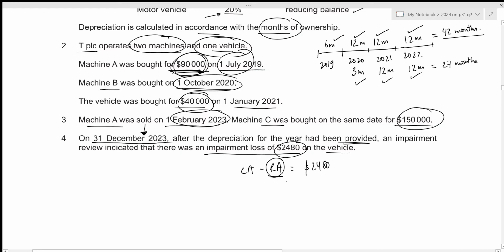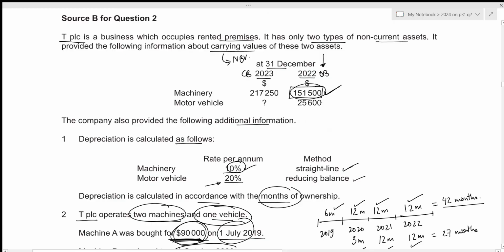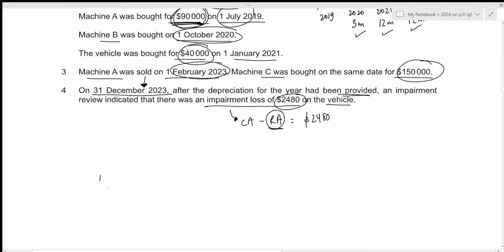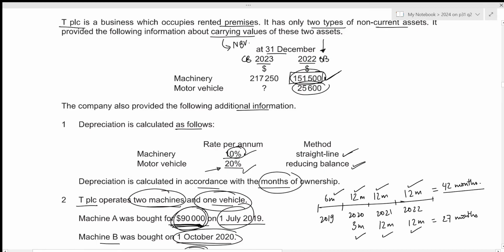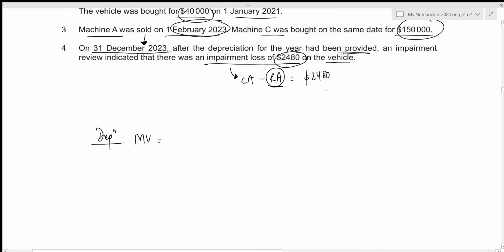And in order to calculate the recoverable amount, we first need to calculate the carrying amount at the date of 31st December 2023. In this case, we have been given the opening net book value of 25,600 and the rate for motor vehicle is 20% using the reducing balance method. So we can first calculate the depreciation charge for the year. This one is for the motor vehicle. We just need to multiply the rate of 20% to the given value 25,600. So that will be 25,600 times 20%, which results in 5,120. Now this is the depreciation charge for the year.